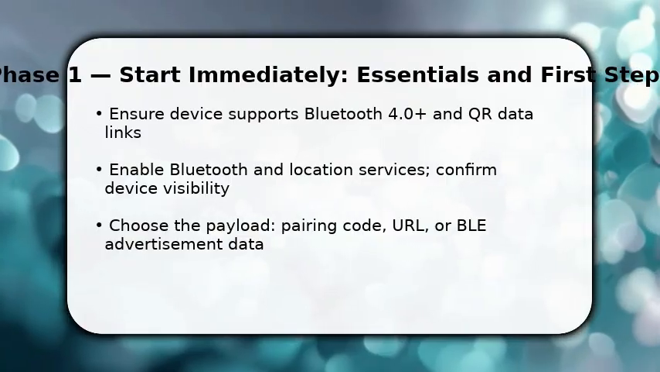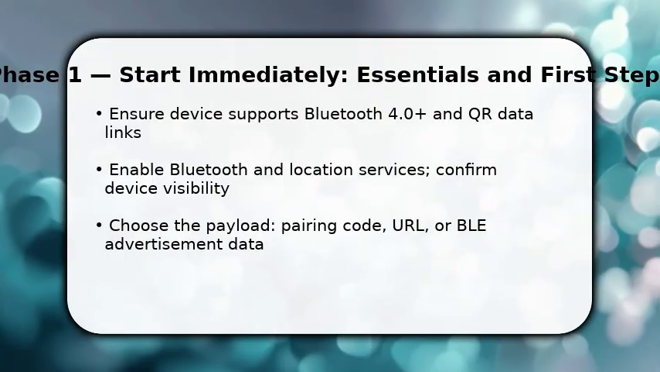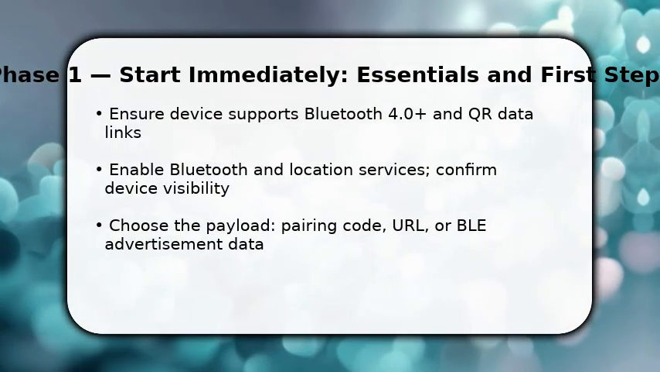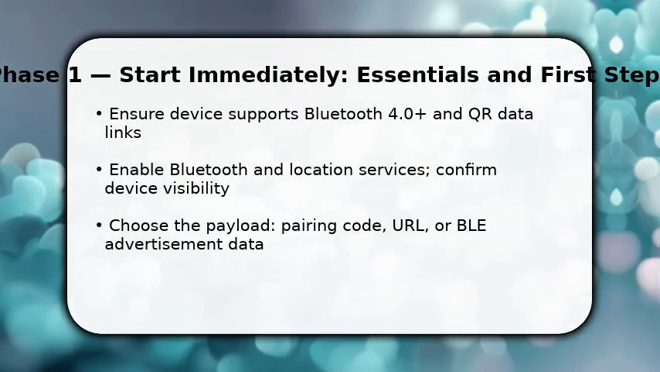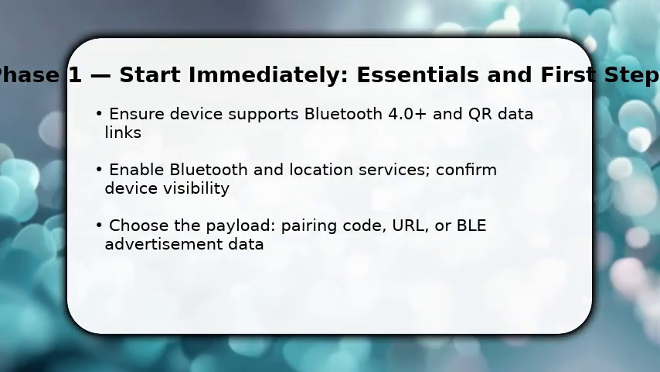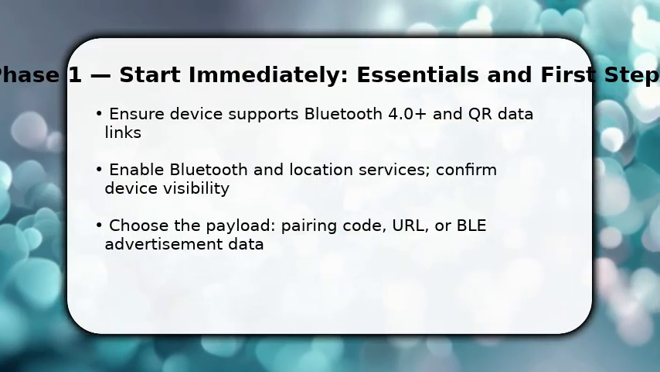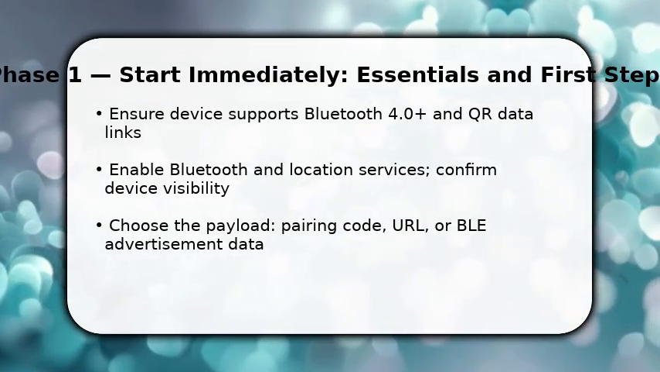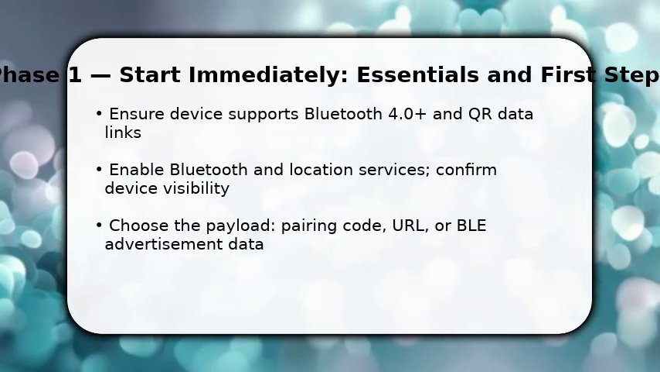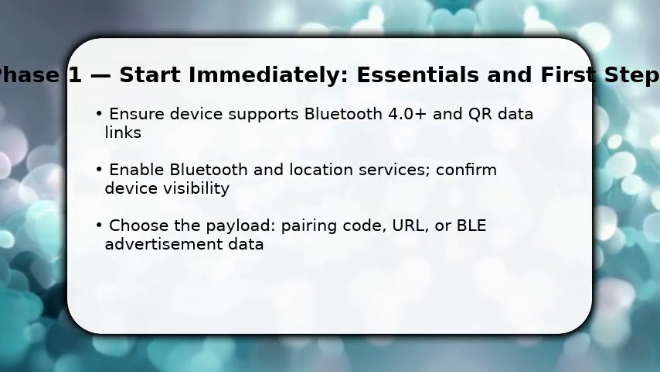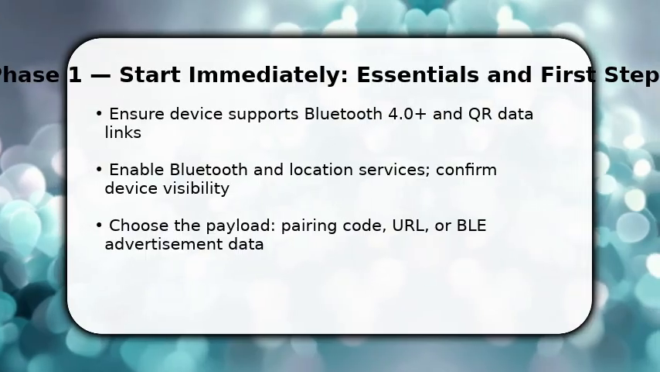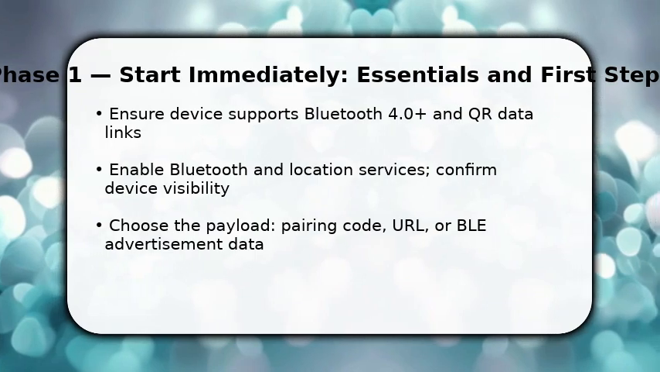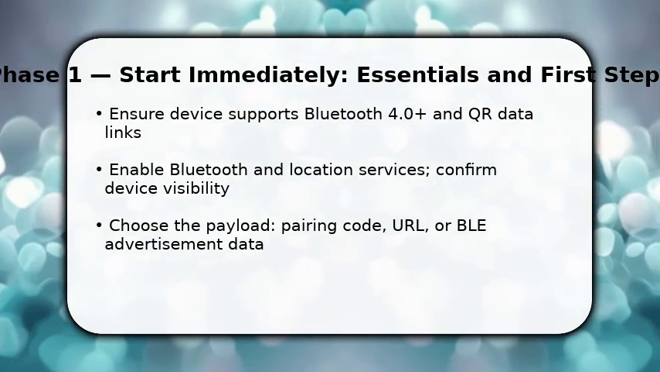You begin by confirming prerequisites: a Bluetooth 4.0 plus device, Bluetooth and location enabled, and a target device in range. Next, decide the payload, pairing code, URL, or BLE advertisement data, because that determines encoding. Open a QR generator that supports Bluetooth payloads. Make sure it accepts Eddystone or BLE OOB formats. Once done, collect the target device name, MAC if required, and any PIN. This quick setup avoids backtracking and gets you ready.